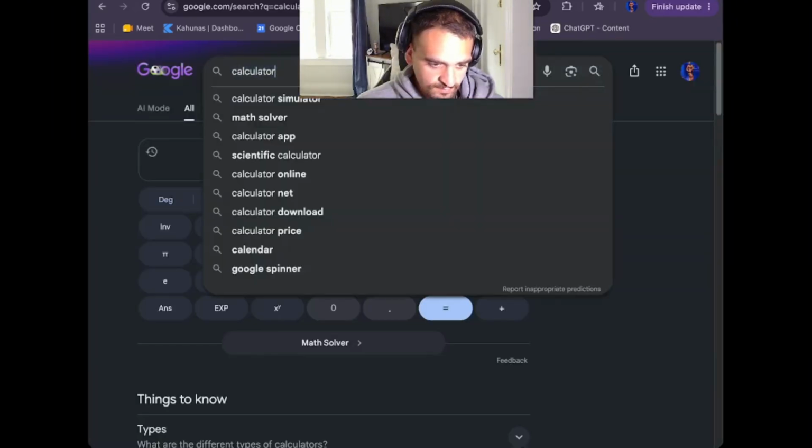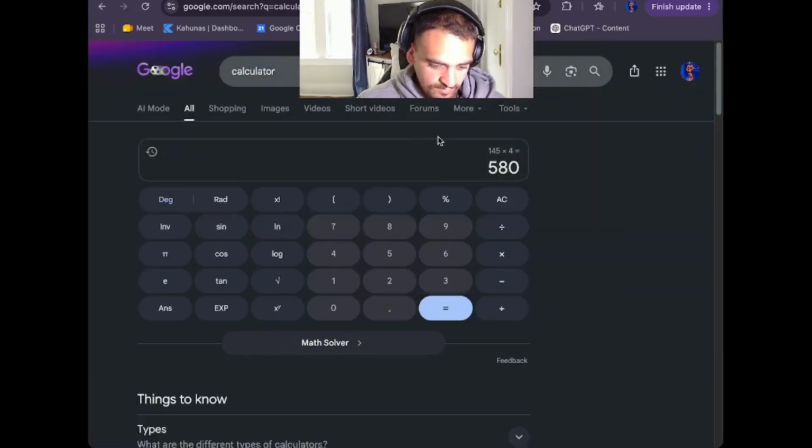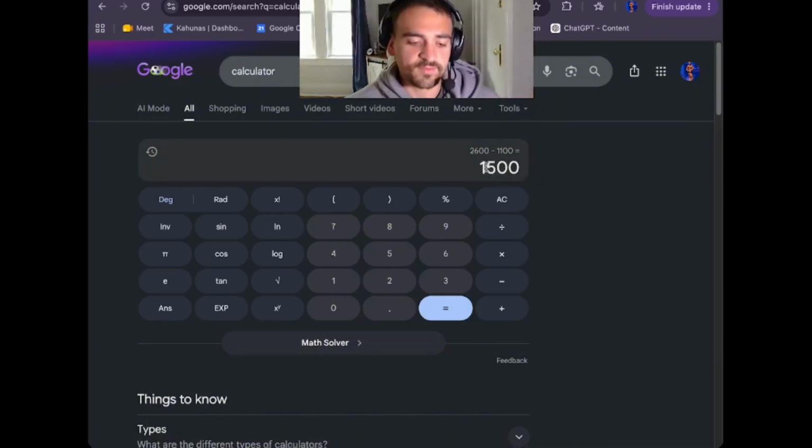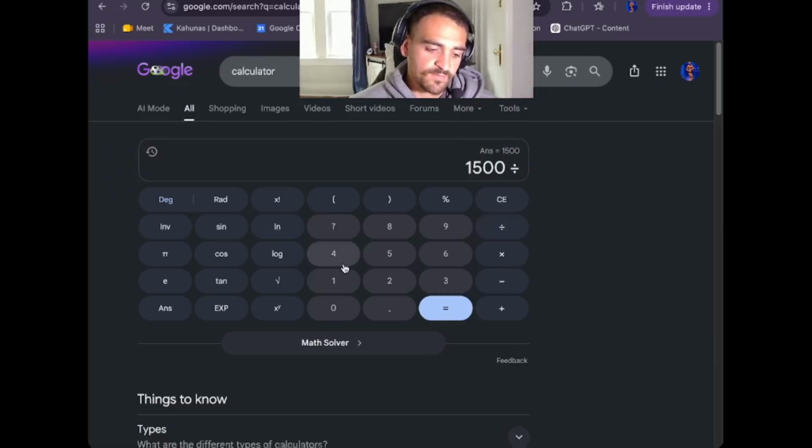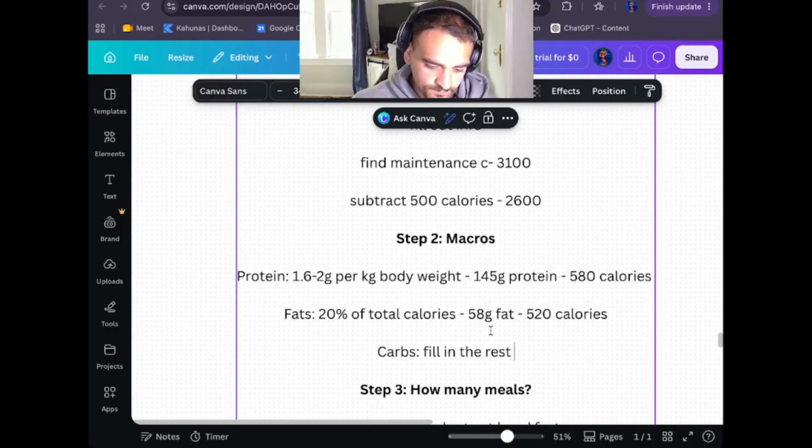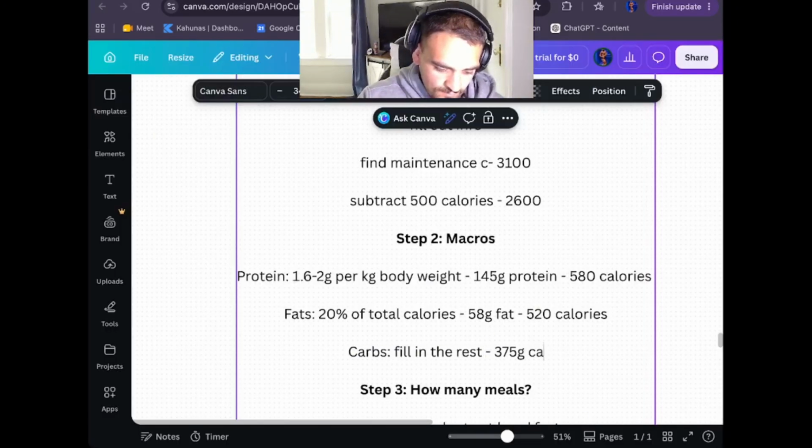So if we do 2,600, which is the total amount of calories that we should be eating, we subtract 1,100 calories, which is our protein plus fats. We will get how many calories we want to be consuming from carbs. And then in order to find out how many grams of carbs that actually is, we divide this by 4, because each gram of carbs is also 4 calories. And we end up with 375 grams of carbs. Boom. 375 grams of carbs.